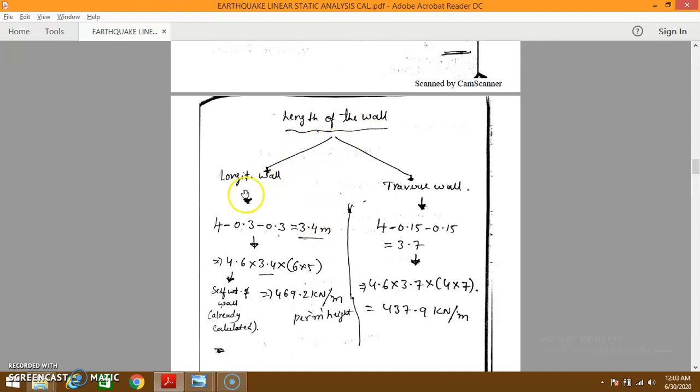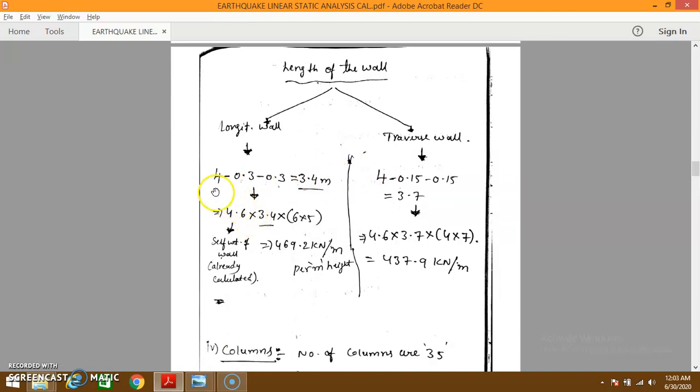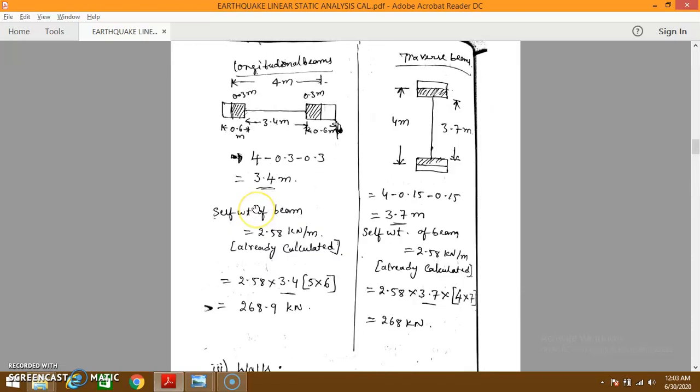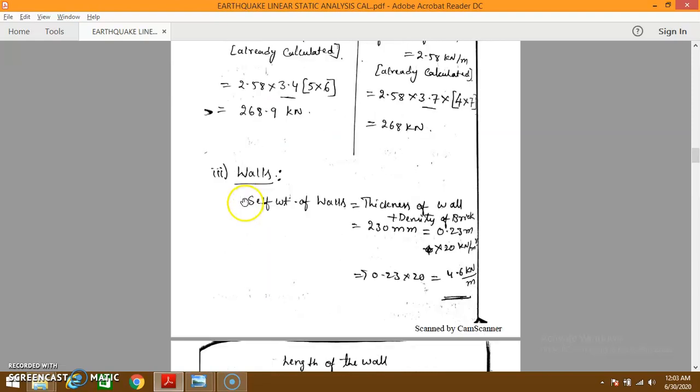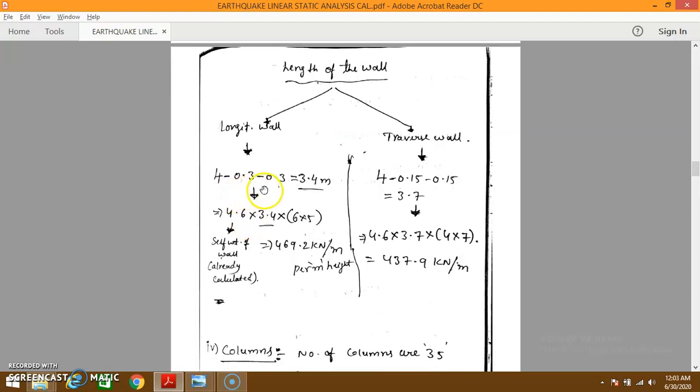We have two types of walls: one is the longitudinal direction wall, another is the transverse direction wall. For the longitudinal direction wall, the center to center distance, the wall is resting on beams only, the same as in the beam calculation. This part is the length of the beam, whereas the wall is resting only on the beams. The same length we take. That means 4 minus 0.3 minus 0.3, which equals 3.4 meters.